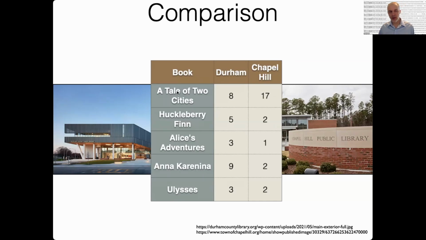So maybe, looking at Tale of Two Cities, we've got more data. So maybe I feel a little bit more comfortable saying that there are twice as many copies of A Tale of Two Cities in Chapel Hill as in Durham. Maybe, that's something that we actually need to do an analysis to figure out whether that's a valid conclusion.